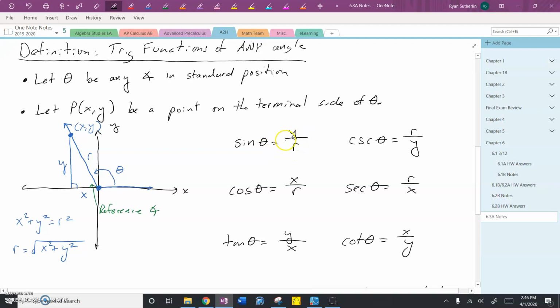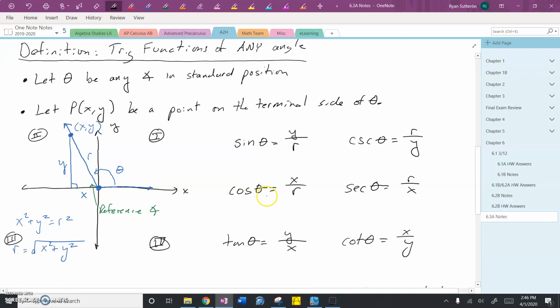So the sign, positive or negative, of sine depends on the y value. So in quadrants 1 and 2, sine is going to be positive. In quadrants 3 and 4, sine is going to be negative, because the r value is always positive. So we just have to worry about the y value.